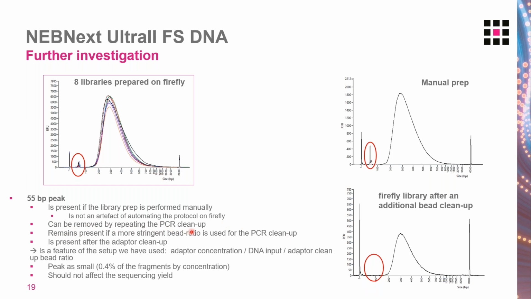We have tried using more stringent bead ratios for the PCR cleanup. That had the effect of just reducing the yield, but the peak was still present. And I ran the fragment analyzer using samples from different points in the protocol, and found that this is actually present after the adapter cleanup. So possibly modifying the adapter cleanup might be able to get rid of this peak.